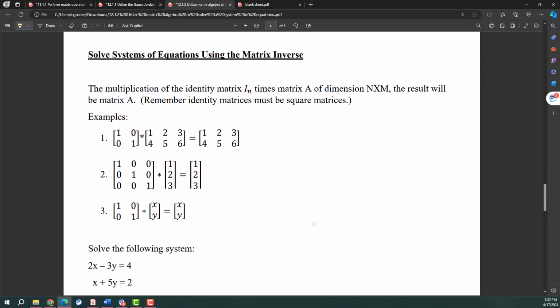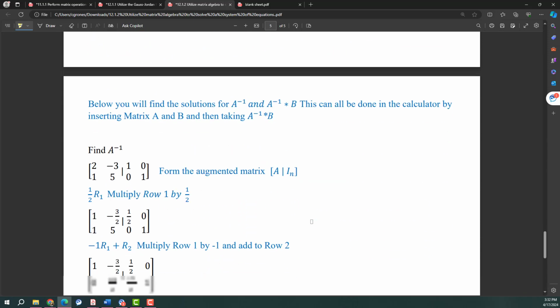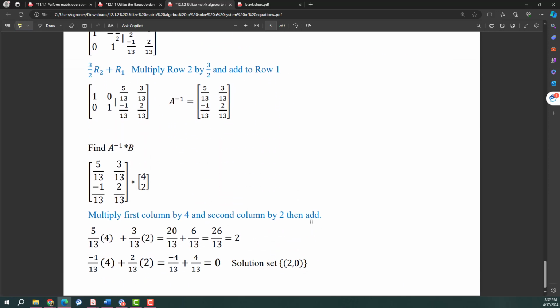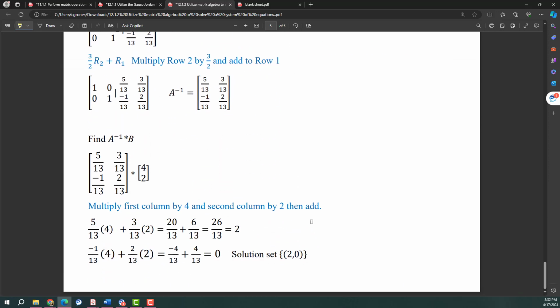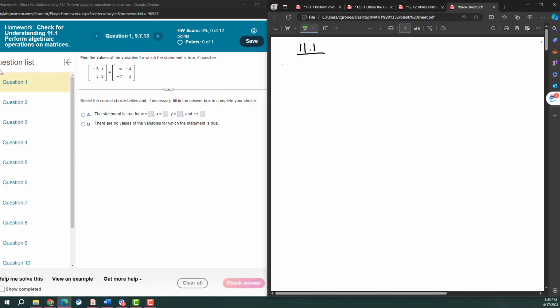So look at some of these examples down here in the notes, and I'm going to go over the rest. Alright, so the homework for 11.1, remember I'm only going to go over the questions to look out for on the test. I'm going to start with number 1.